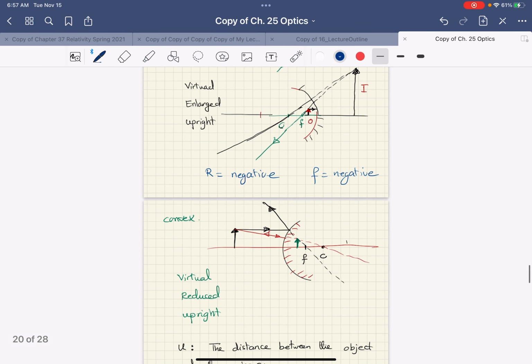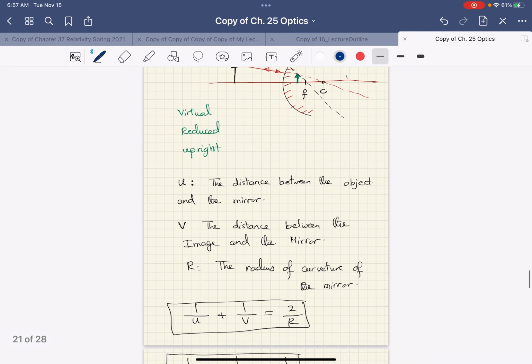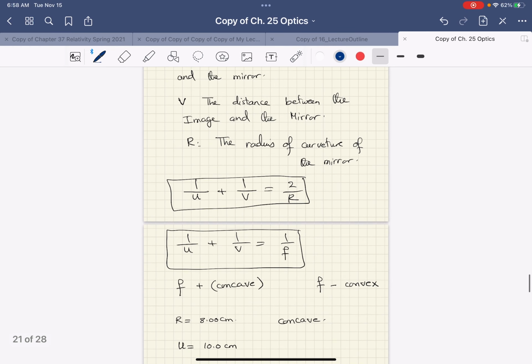Now for the convex, I told you it's only one case, and that is really here. We have it virtual, reduced, and upright. Here is the equation showing you again. U is the distance between the object and the mirror. V is the distance between the image and the mirror. And R is the radius of curvature of the mirror. I can write the equation either this way or this way. F is positive for concave, and it is negative for convex.